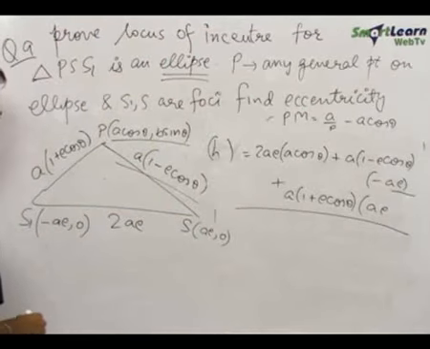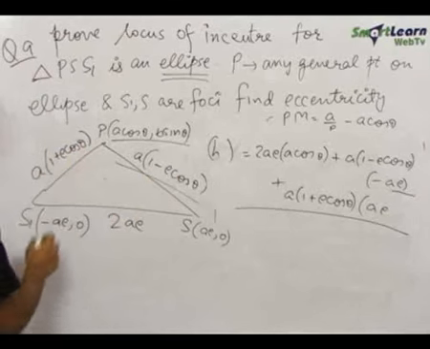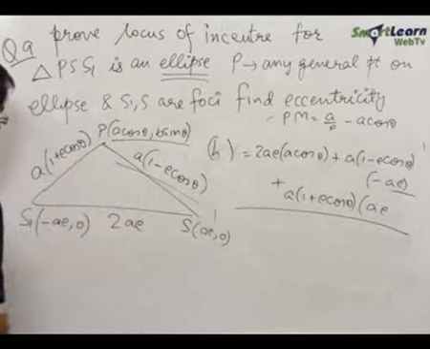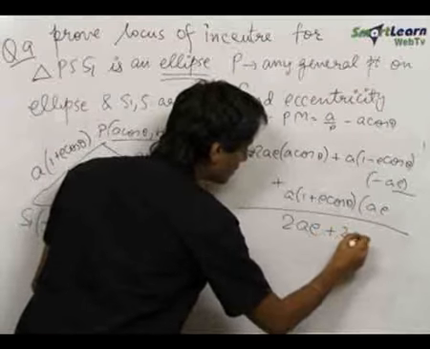When we do A plus B plus C, we can see that minus AE cos theta gets cancelled with AE cos theta. We have 2A from the addition of A plus A and 2AE. So this is 2AE plus 2A.